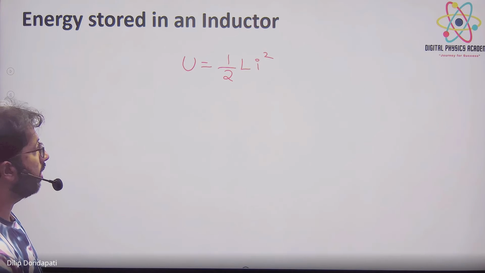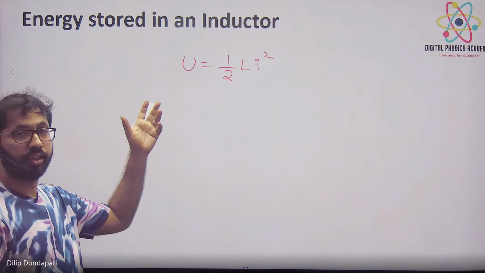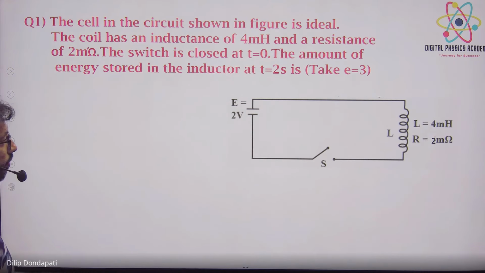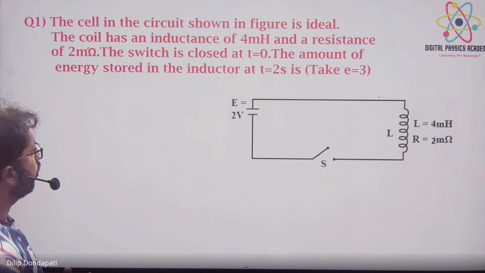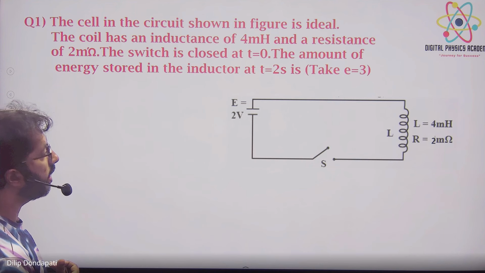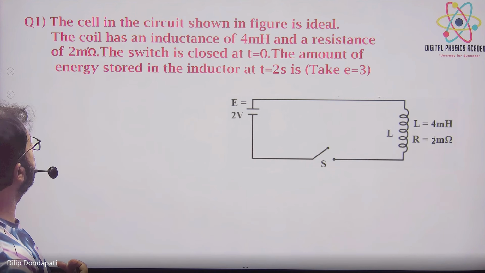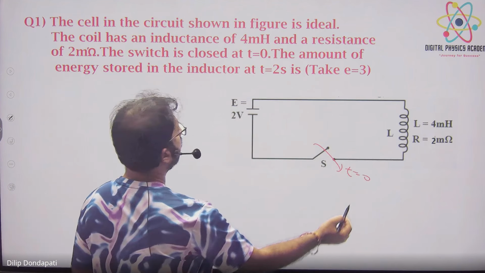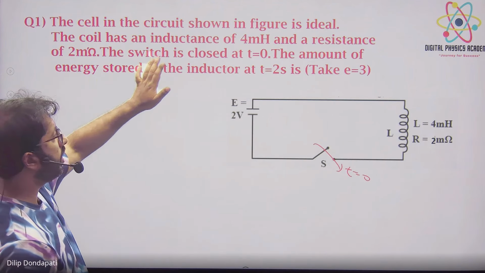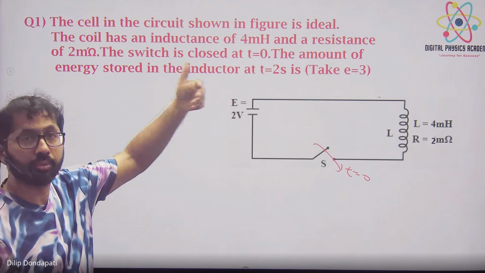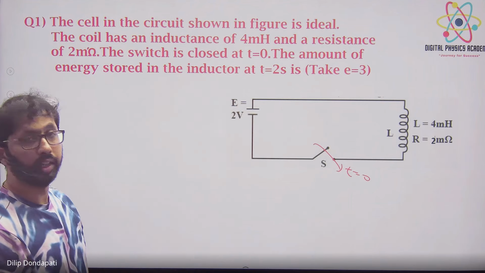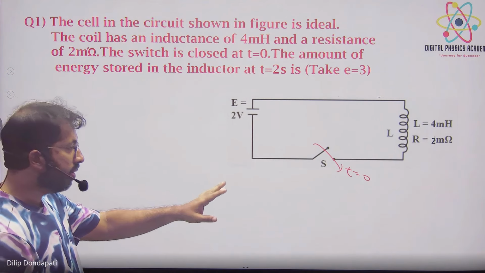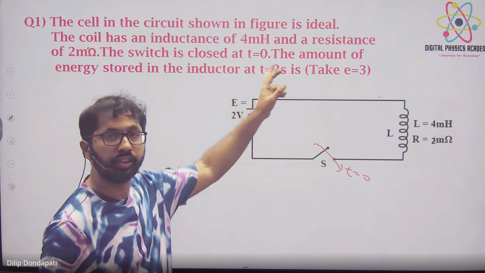How they will ask, combined with this and the LR circuit, we will see. Okay, do one. A voltage is there, an inductor is there, a resistance is there, a switch also is there. The switch is closed at t equal 0. So it is closed. The amount of energy stored in the inductor at t equal 2 seconds, how much energy will it store, he is telling at t equal 2 seconds. After closing, it waited for 2 seconds, meaning some current is flowing, right.